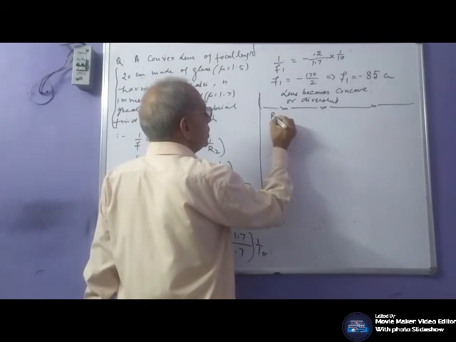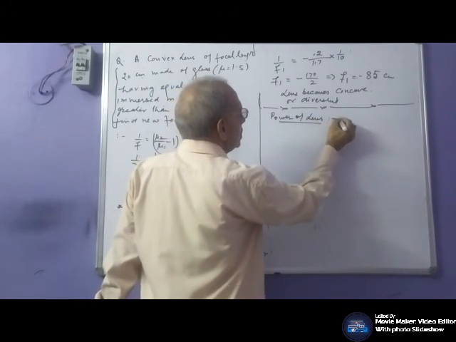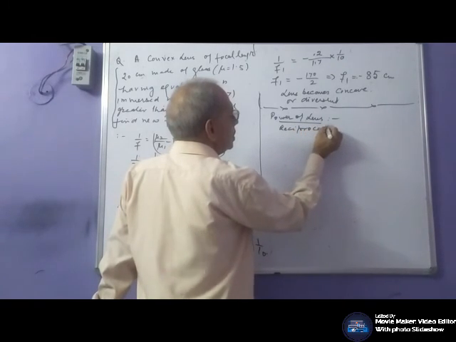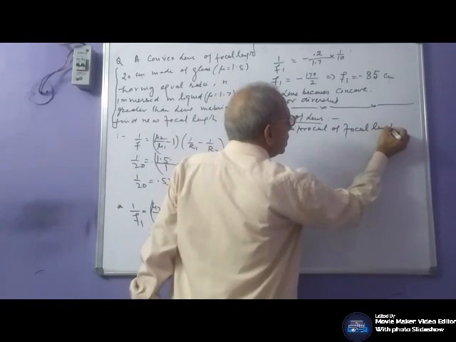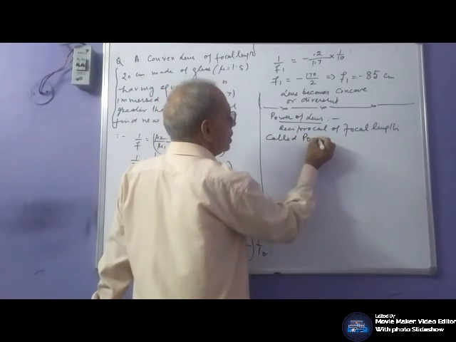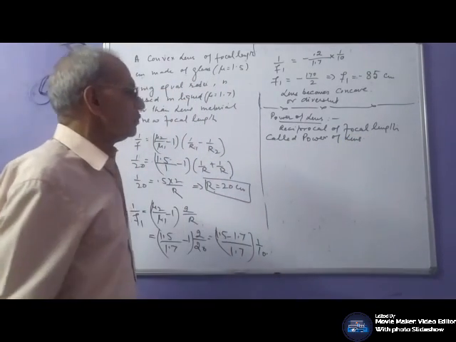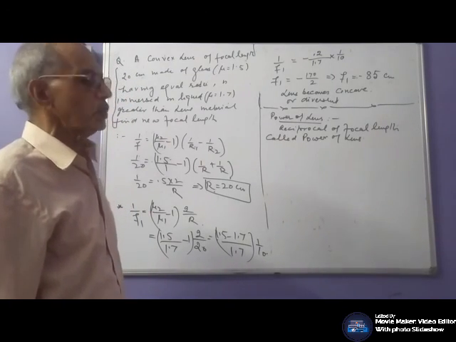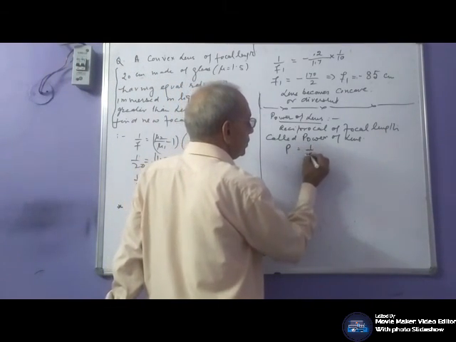Power of lens. The reciprocal of focal length is called power of lens. Magnifying power is something else, power is something else. Magnifying power is V by U. Power is 1 by f.